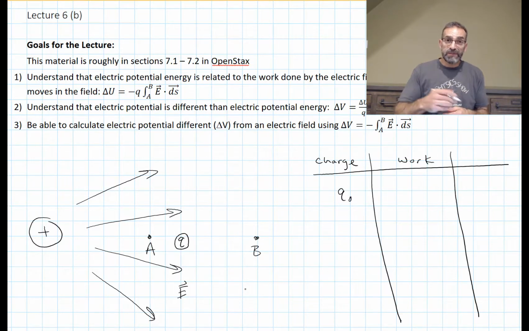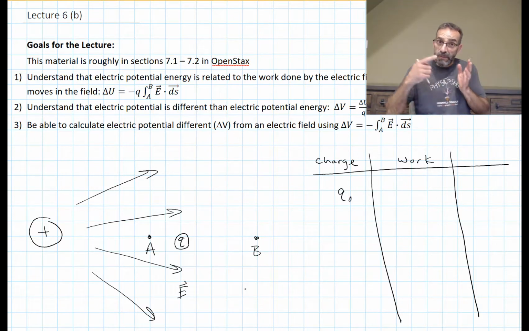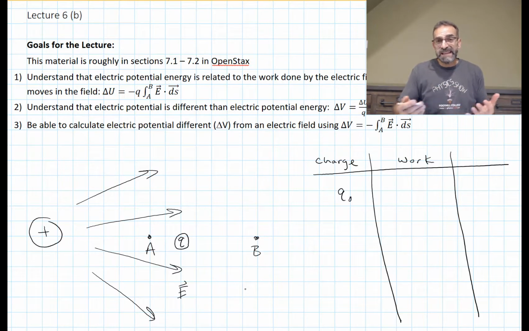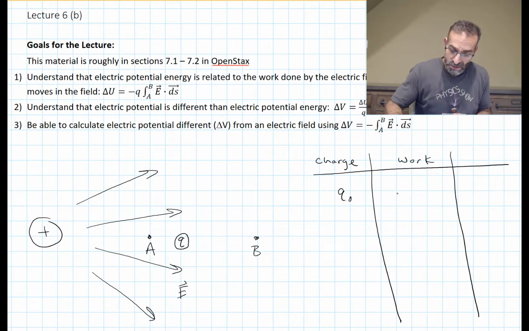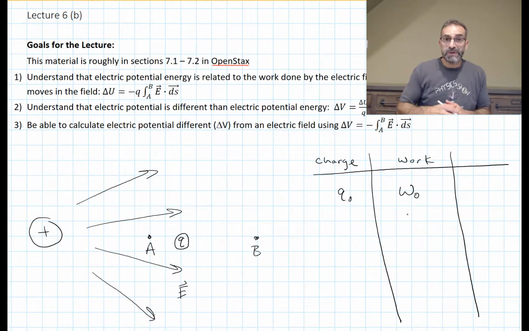We're going to move it from A to B, and we want to know how much work our field does moving that charge over. If our charge is positive, the field will push it from A to B, doing positive work on it. And let's say that the amount of work done moving a particle of charge Q naught between A and B is equal to W naught.